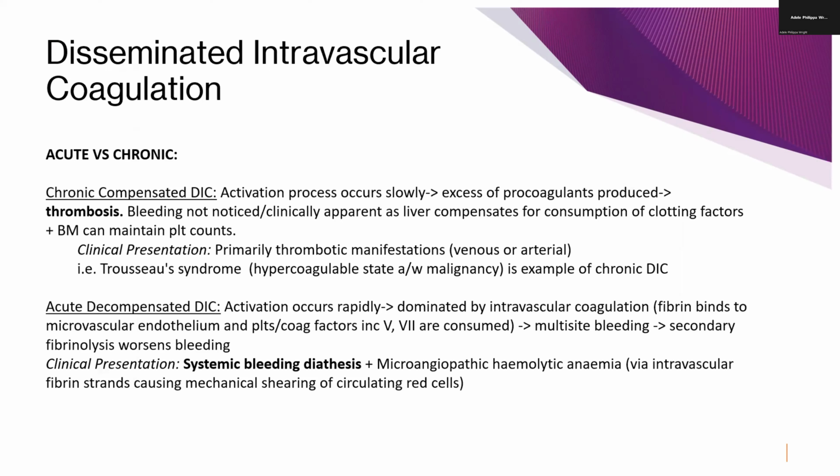We generally divide DIC into an acute versus a chronic state. Chronic often means it's compensated, so the activation process occurs more slowly, and there's often an excess of procoagulants produced. So these patients often present with thrombosis. The bleeding isn't as clinically evident, as the liver compensates quite well and the bone marrow can compensate by maintaining platelet counts. Therefore, the clinical presentation is mainly via thrombotic manifestations such as deep vein thrombosis.